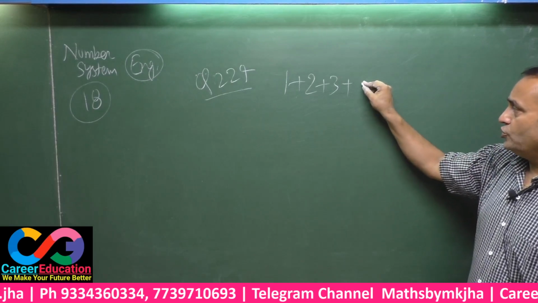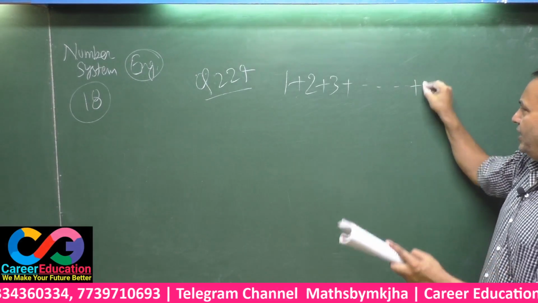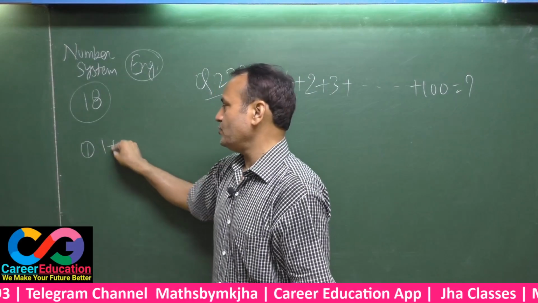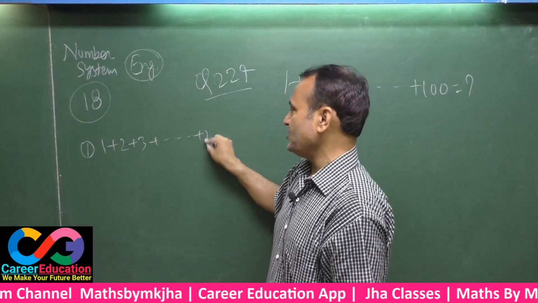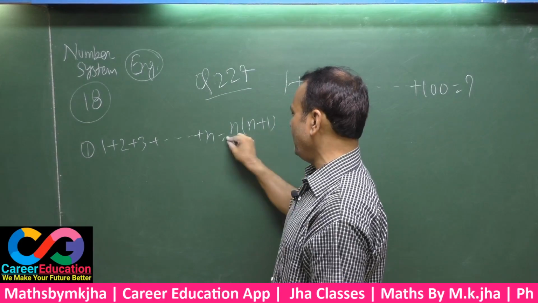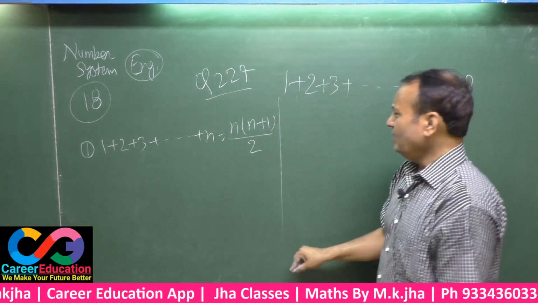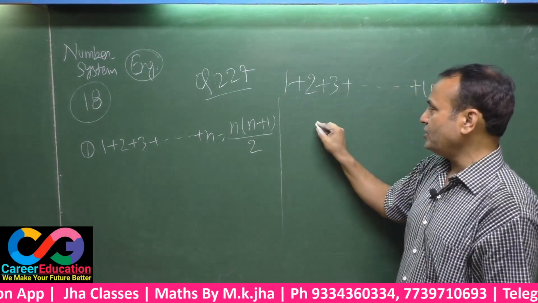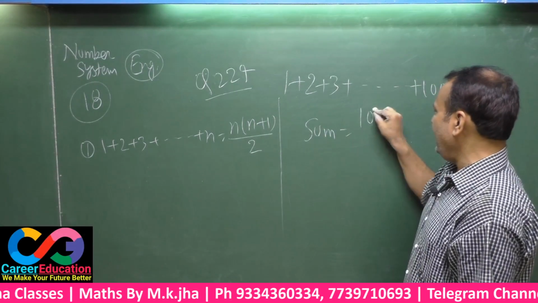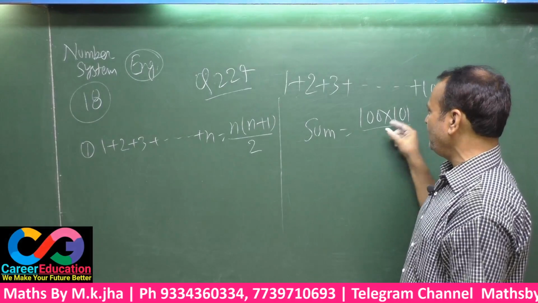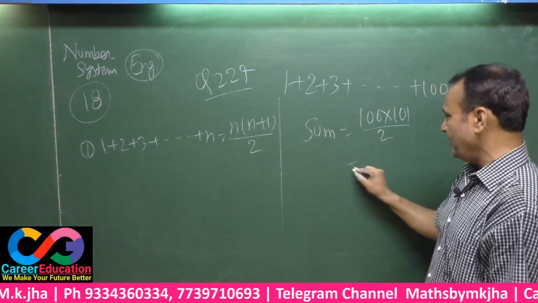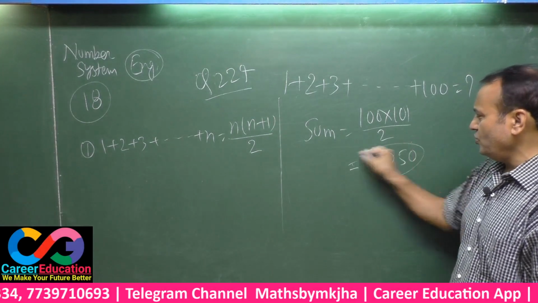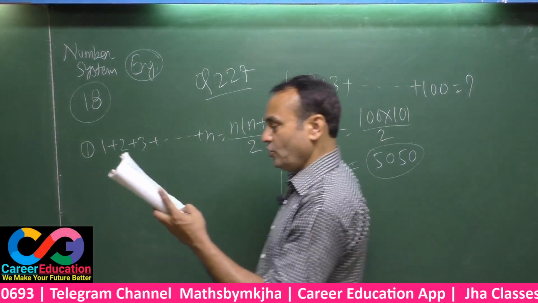See here, 1, 2, 3 up to 100 equals what? The first formula is 1 plus 2 plus 3 plus dotted lines plus n equals n into n plus 1 divided by 2. This question is totally based upon this. Here n is 100, so the sum total is n into n plus 1 divided by 2, which is 5050. This is your final answer. Note down, 5050 is the right answer.